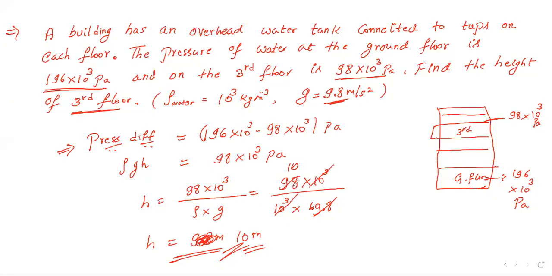Small change it is. The G value of 9.8 is anyhow given. If it is not given, you can take it as 10. Then here we get 10 meters as the answer.